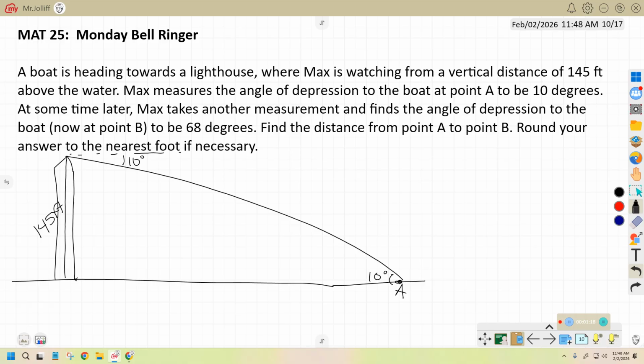Later, the boat is now at point B. To look down from the light tower to the boat at point B, this angle is now 68 degrees, which means this angle is 68 degrees. That is not drawn to scale. We don't care if it's to scale. We just need the picture on the paper.